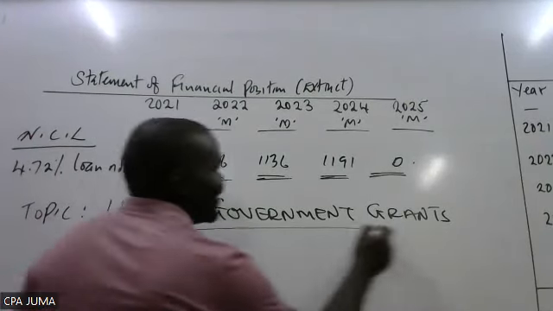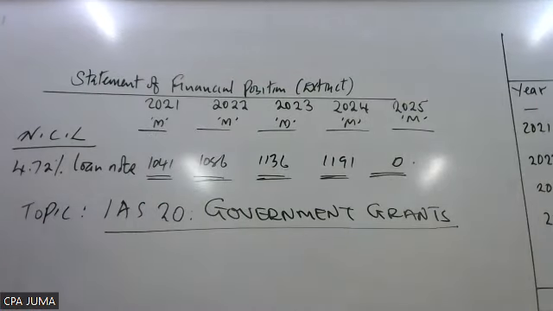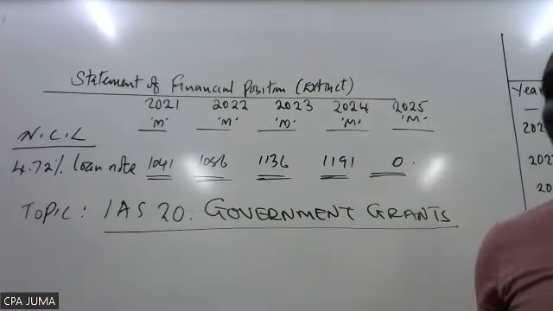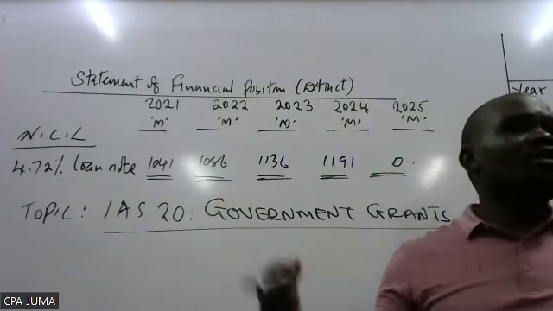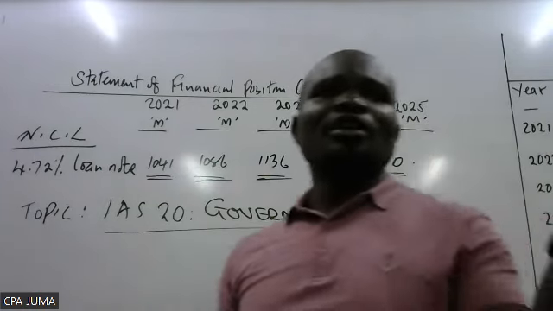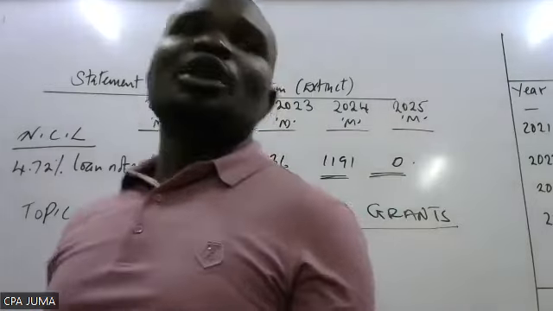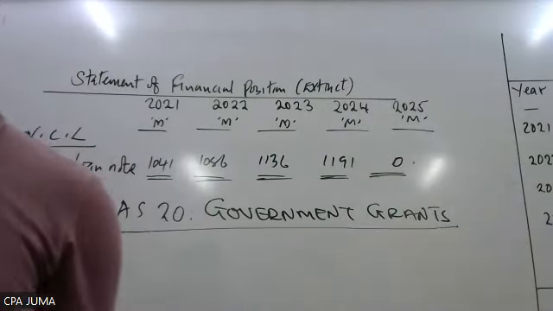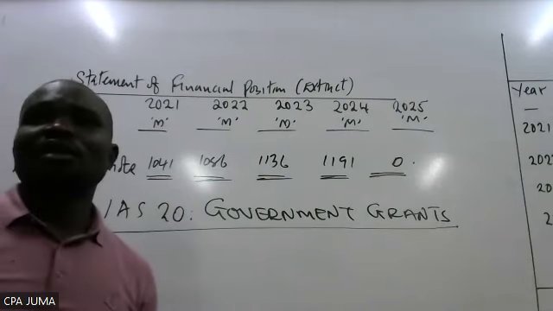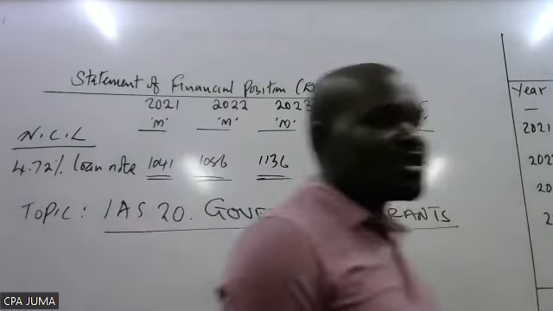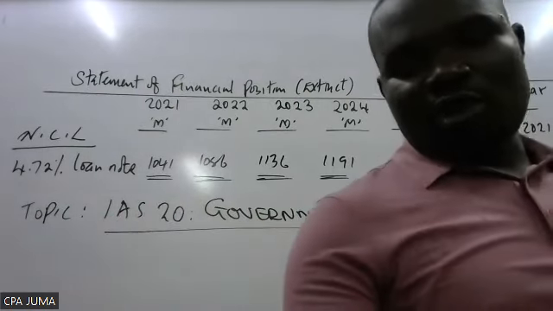Government grants. What's a grant in your own understanding? Not the standard definition. The way you understand a grant. The donation, assistance, sure. Yes. So some people take grants with ill motive, just to get the money. That we want government to help us. Then once the money comes, it goes into wrong pockets.